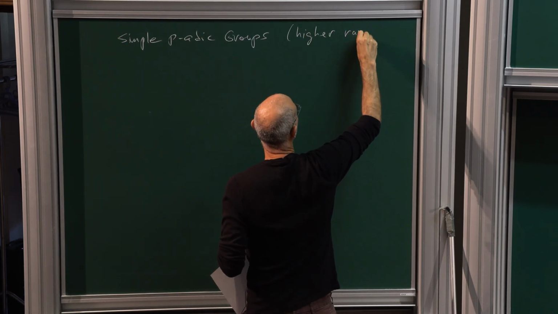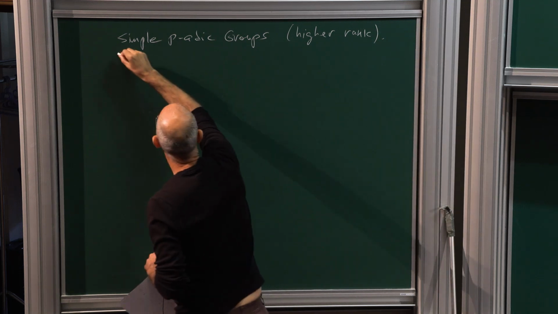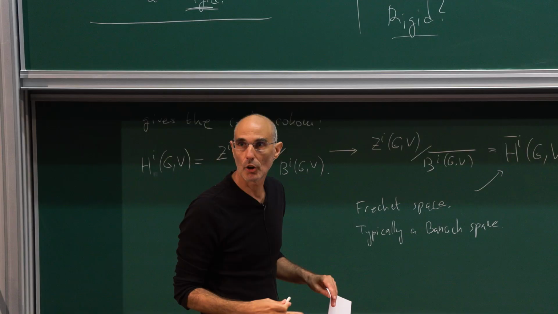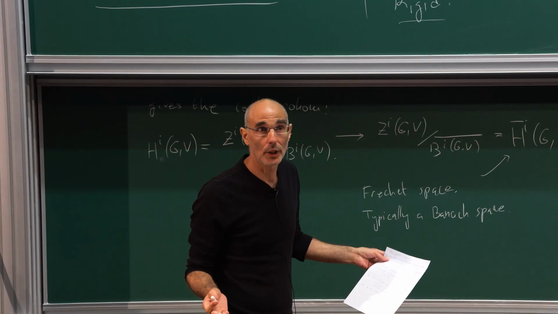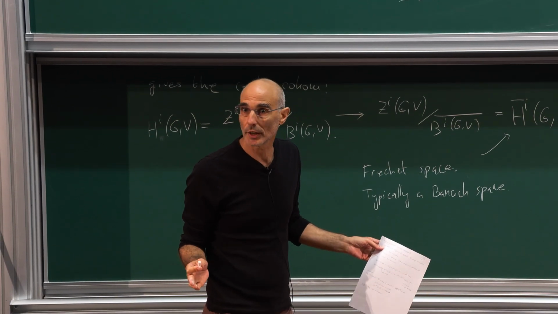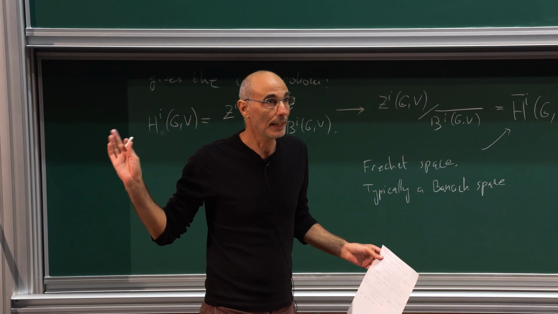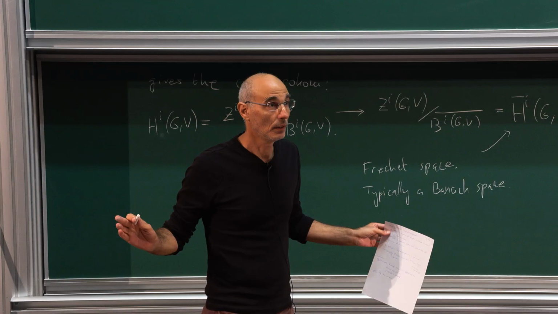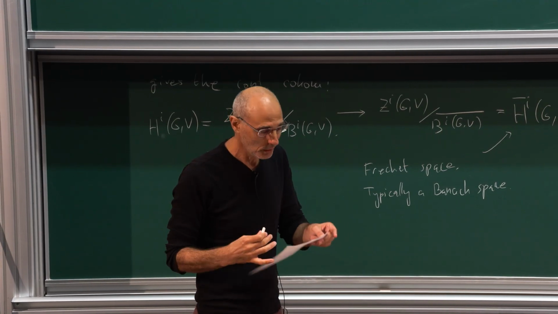So let me assume higher rank. In rank 1, we somehow understand everything. We don't expect any vanishing of cohomology. They act on the tree, so the cohomological dimension of simple p-adic groups of rank 1 is 1. So no higher cohomology theory.